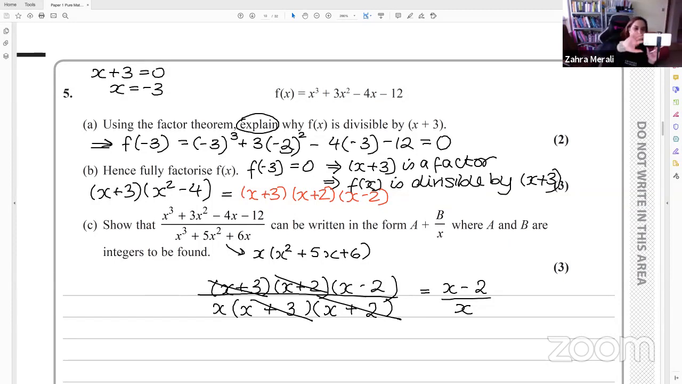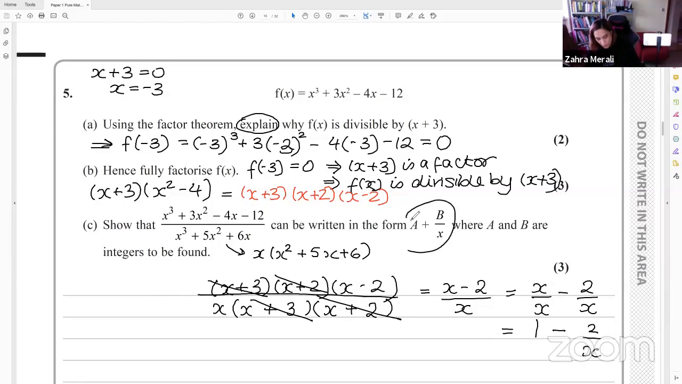Sorry, apologies, I'm back. So we get x minus 2 over x, and that's going to be the same as x over x minus 2 over x. So we end up with 1 minus 2 over x, which is in this form that we wanted. Hopefully that makes sense, and that's question 5. So we're going to move on to question 6. I've gone through this quite quickly, but this should just record and be on the page for you to go through later on. I'll try edit out me disappearing in the middle.